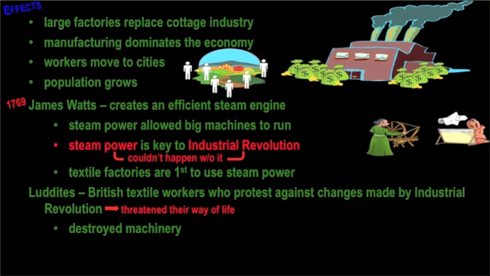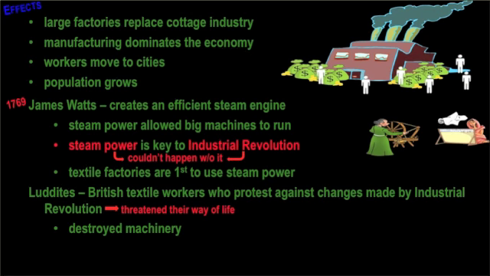A third effect of the Industrial Revolution is that workers moved from the farms to the cities because many of them had lost their jobs, which we'll talk about later in this video. And so they moved to the factories because that's where the work was. That's where they could find jobs. And the fourth and final effect of the Industrial Revolution is the fact that the population grows across Europe and much of the world. And again, we'll talk about this much later in the video.